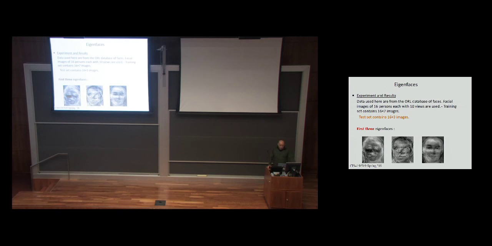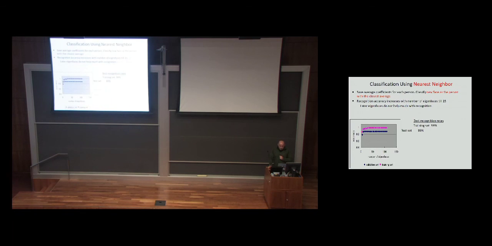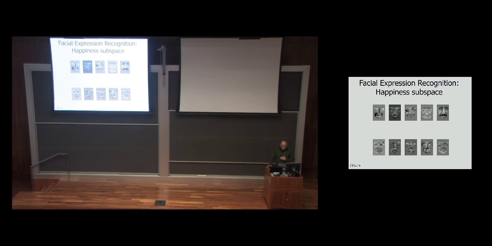And once you work in this space, in this case I think you take the first 3, you can do classification. You basically do nearest neighbor classification, just represent each face as a 3-dimensional thing, as a function of these 3 images, and you can cluster and classify faces this way, and it works quite well. You can even do more than that. You can think about a specific expression, take only the happy faces, and compute eigenvectors for them. So these are the top eigenvectors of the happy faces.